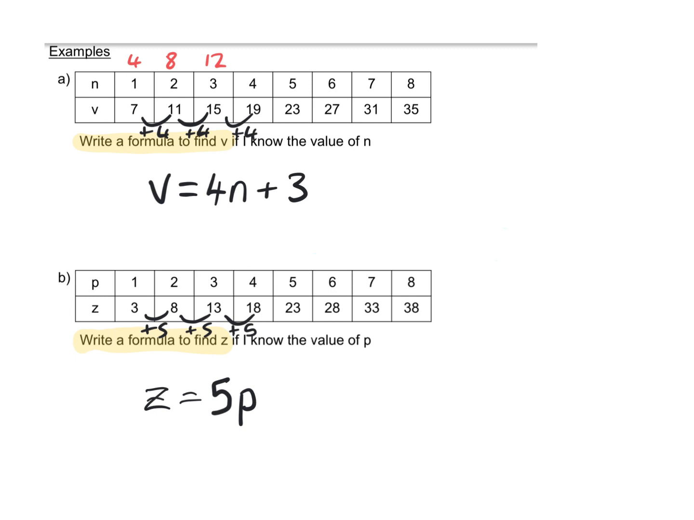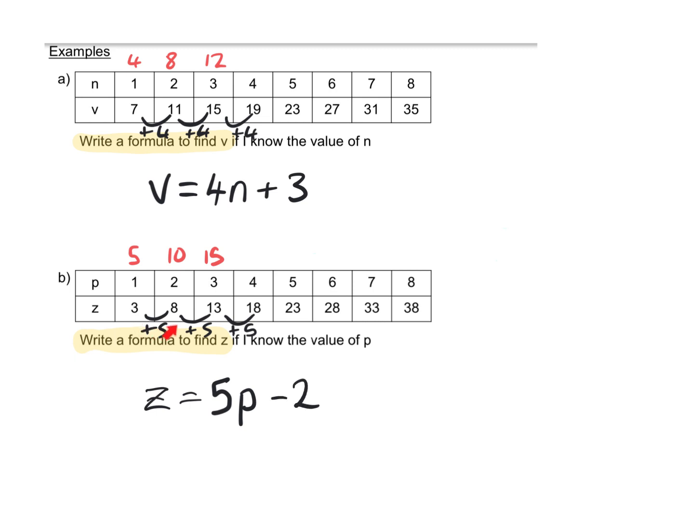And I'll write them in red above. So 5 1s are 5, 5 2s are 10, 5 3s are 15. What I've now got to do is work out what my correcting number is. So how do I move from this 5 down to this 3? How do I move from this 10 down to this 8? How do I move from this 15 down to this 13? In each case, I'm going to have to subtract 2. So the last part of my formula is then take away 2.